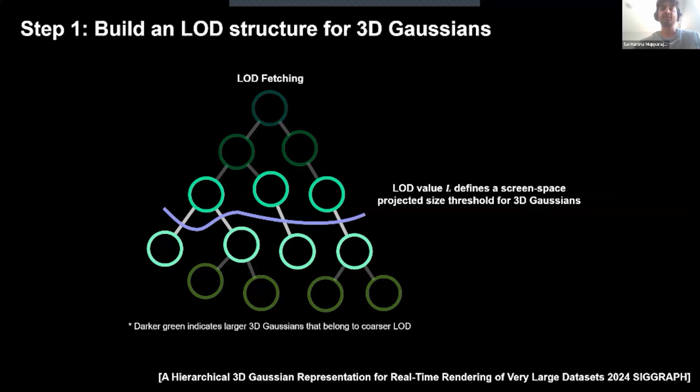Based on the LOD we require for a particular patch of the rendered image, we do LOD fetching by making a cut across a tree data structure, as shown in the image, and get 3D Gaussians on both sides of the cut that are highlighted in the image. We do bilinear interpolation to get the required Gaussian parameters for our required level of detail L.